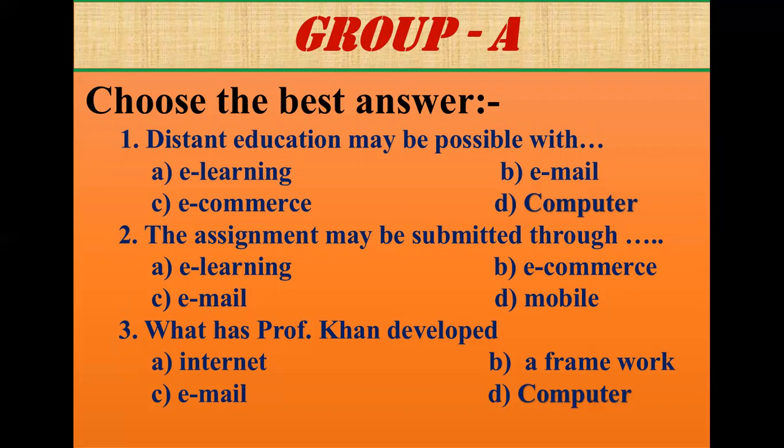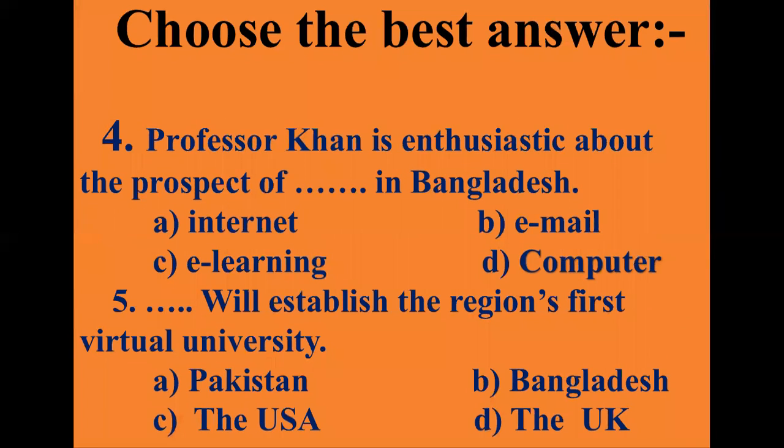Question number three, what has Professor Khan developed? Option A, internet. Option B, a framework. Option C, email. Option D, computer. Question number four, Professor Khan is enthusiastic about the prospect of dash in Bangladesh. Option A, internet. Option B, email. Option C, e-learning. Option D, computer.